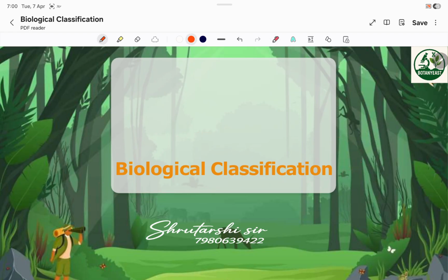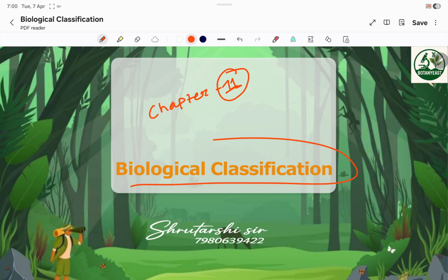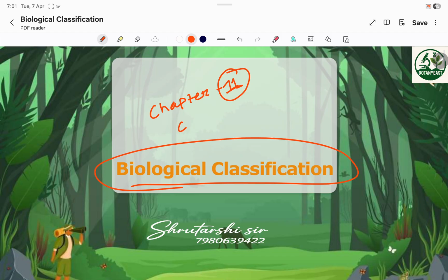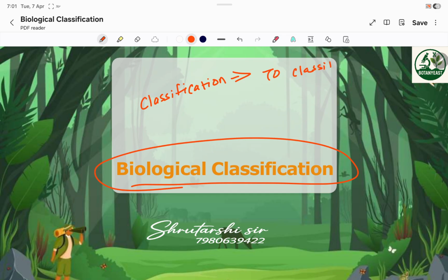Okay, so this chapter is very important for your class 11. Okay, this is one of the base chapters. So first of all, we need to know what we mean by classification. Okay, so the word classification means to classify or divide.